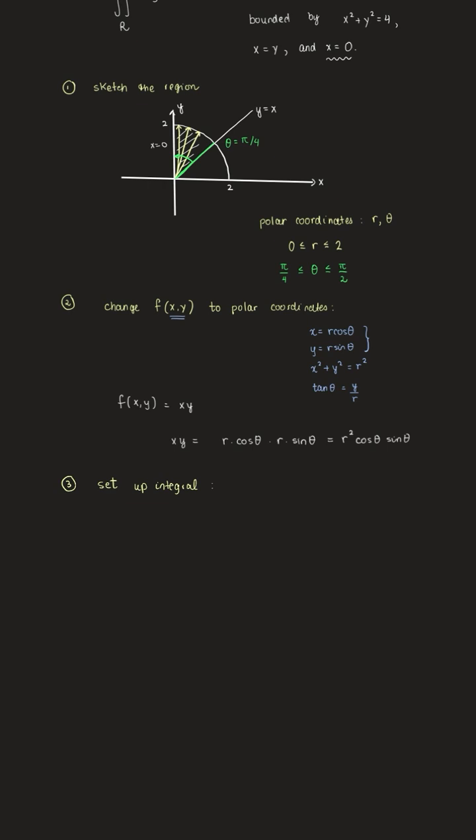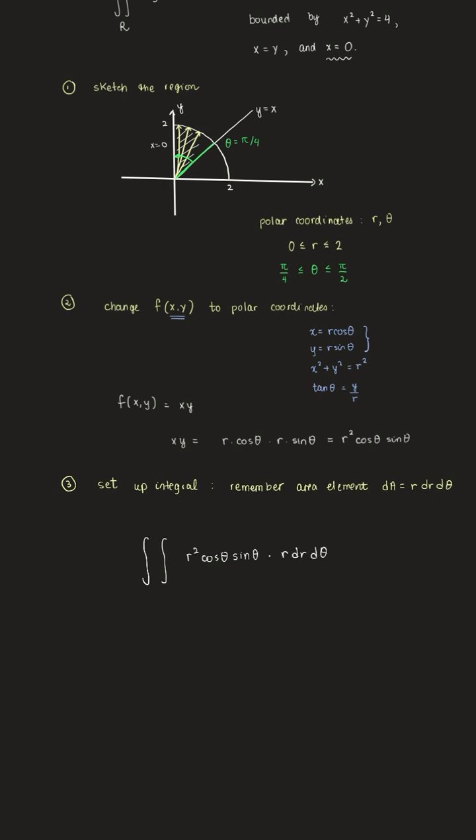And just a little note here, remember that the area element dA will be r times dr times d theta. So setting up our integral, we're going to have, of course, a double integral. Our function in polar coordinates is r squared cosine theta sine theta. This came from step number 2. Our area element is r dr d theta.